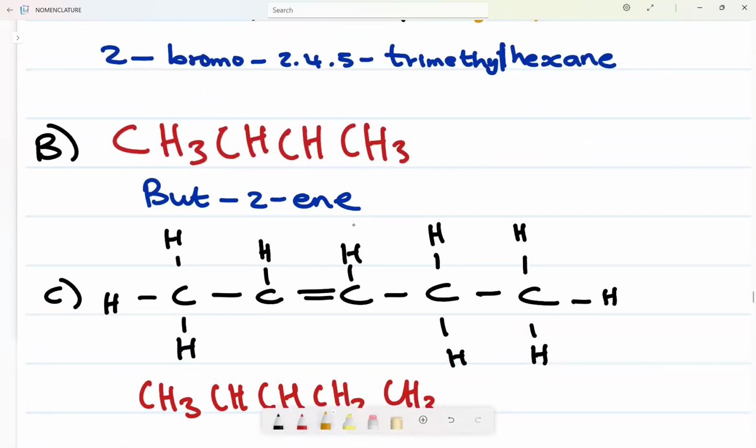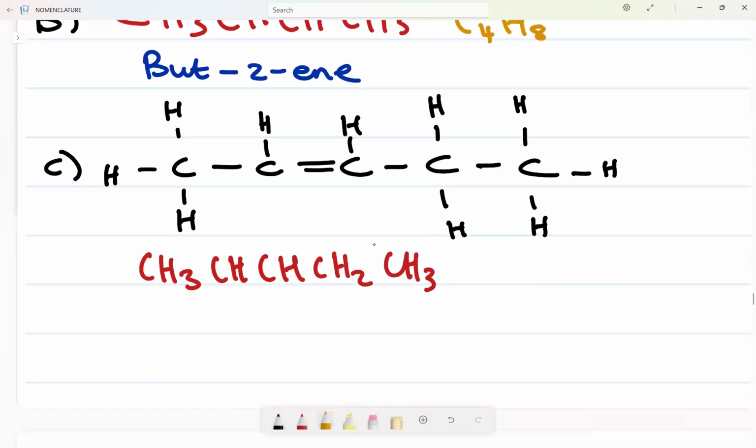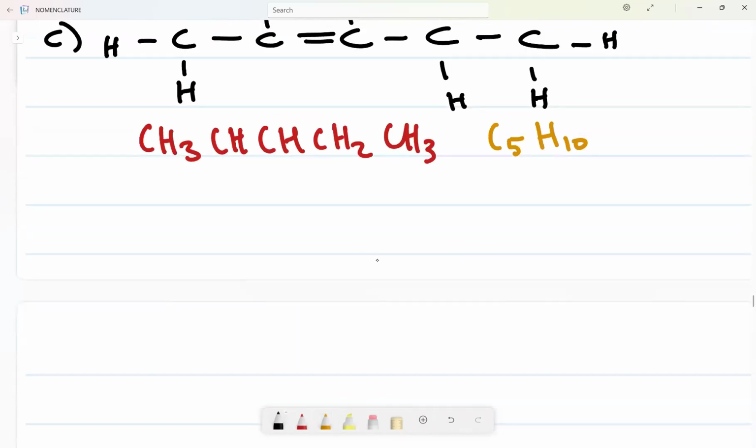Molecular formula here: how many carbons? 1, 2, 3, 4, so it is C4. This is butane, so it will be H8, from knowing the general formula. Here, how many carbons? 1, 2, 3, 4, 5. C5. It is an alkene, it has CnH2n, so it will be 10. You can count them, it's fine.